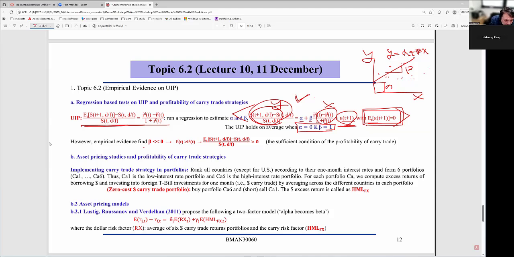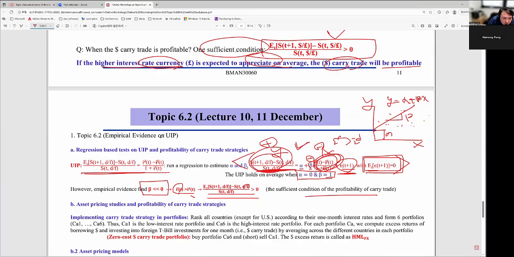What you find is a negative beta. And we talk about the meaning of negative beta. Negative beta means, let's say IF is bigger than ID. So the whole thing is negative. Negative beta means negative becomes positive. So when IF is bigger than ID, when we have negative here, we have positive on this side. That means the high interest rate currency F is expected to appreciate. That's just the condition for profitability of carry trade.